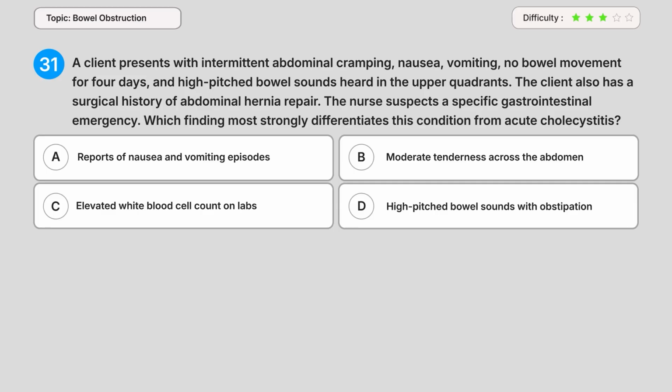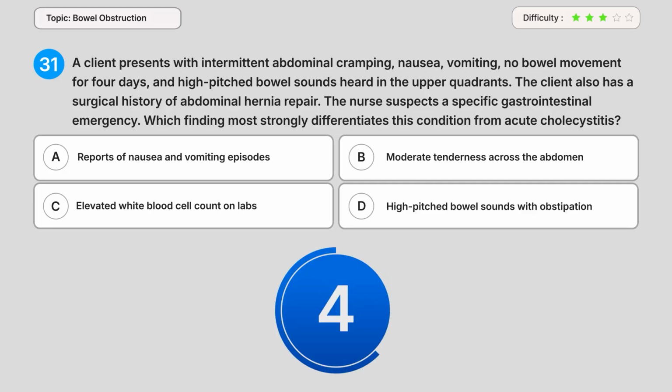A. Reports of nausea and vomiting episodes. B. Moderate tenderness across the abdomen. C. Elevated white blood cell count on labs. D. High-pitched bowel sounds with obstipation. What do you think is the answer?